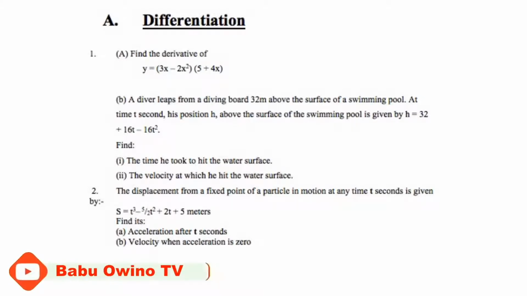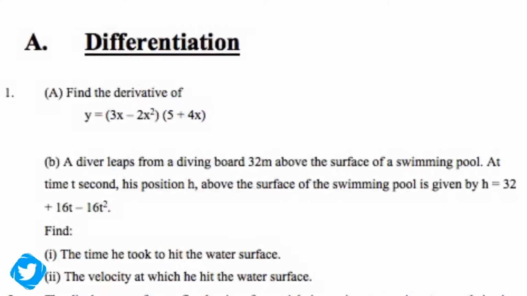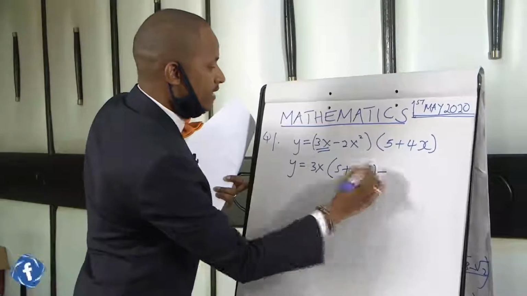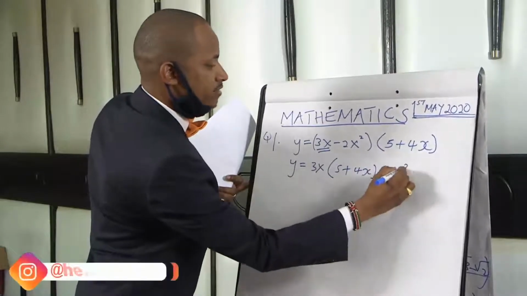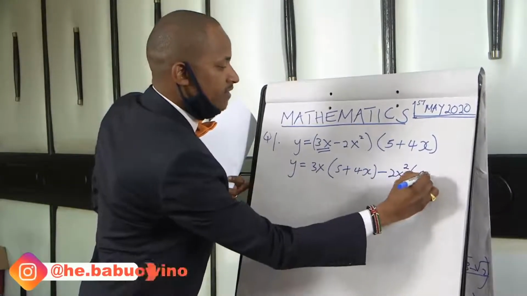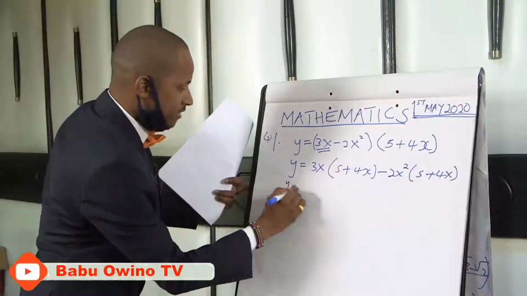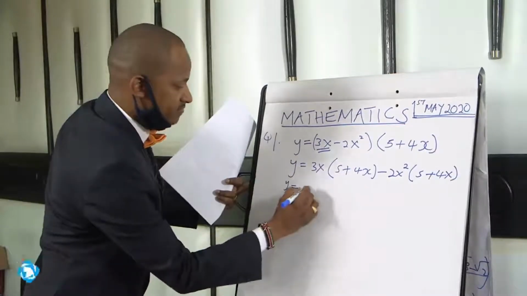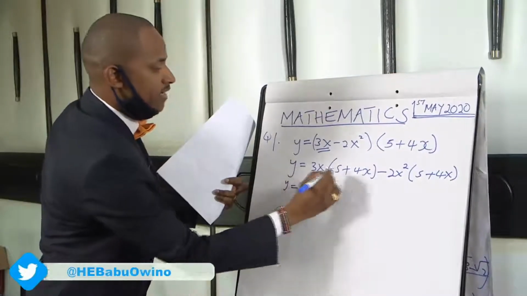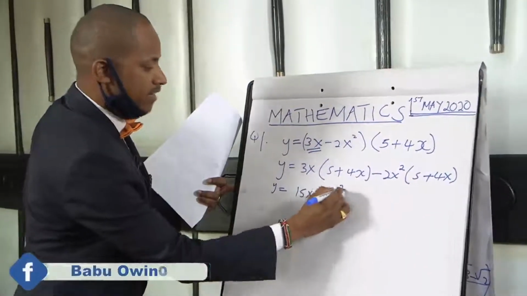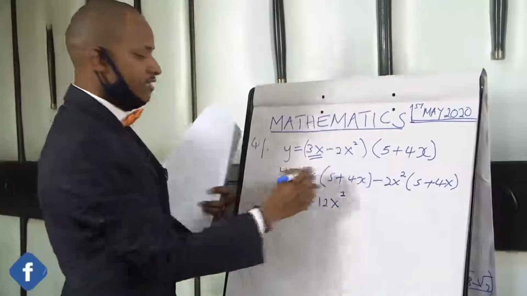the bracket. So by expanding the bracket, we have y is equal to, we take the value on this side, which is 3x, multiplied by the value on the other side, which is 5 plus 4x, minus 2x squared, sorry, into 5 plus 4x. Then we expand it: y is equal to 3x times 5 is 15x. 3x times 4x, we get 12x squared. x times x is x squared, 3 times 4 is 12.